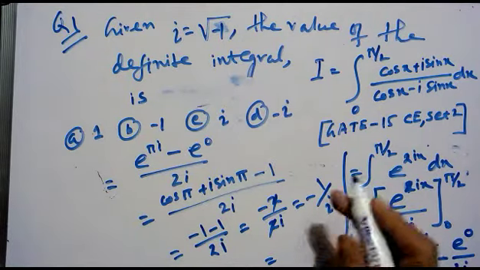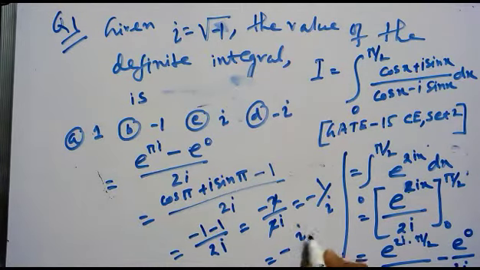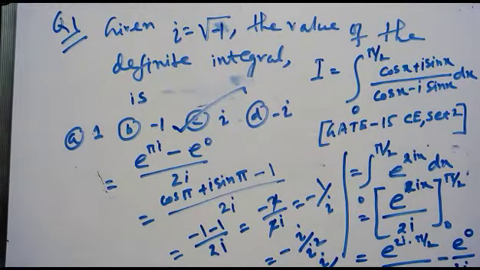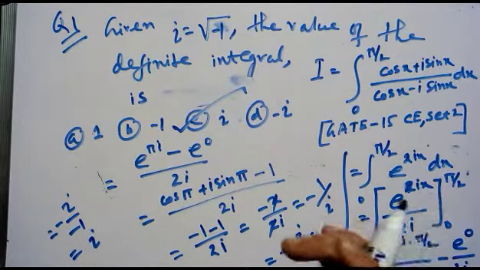If we multiply both upper part and lower part by i, then i by i into i, that means i square. I square means minus 1 from the concept of complex numbers. So minus i by minus 1 means i. So our answer is i, which is the right answer. Clear? So i square is minus 1, so minus minus is plus, that means i. So i is our right answer. Clear?